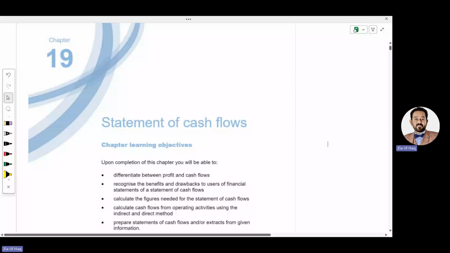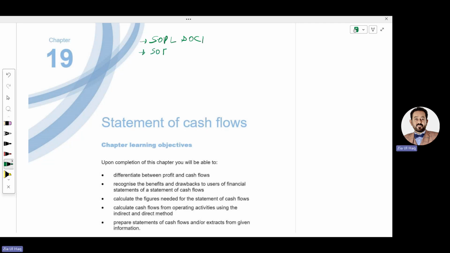Chapter 19. There are 5 components of financial statements. Statement of profit and loss account and other comprehensive income that we have covered in chapter 17.